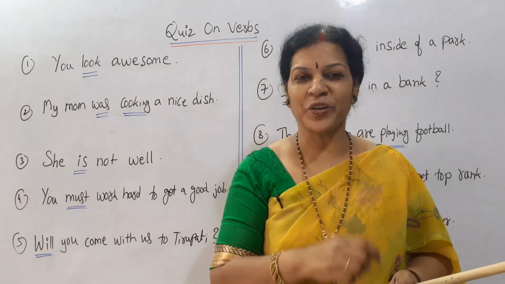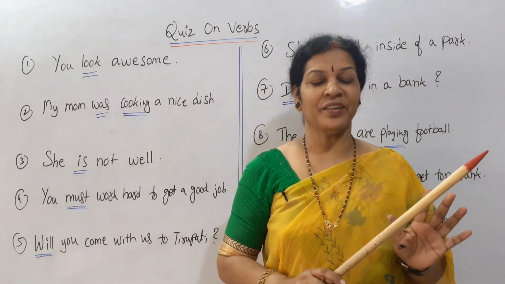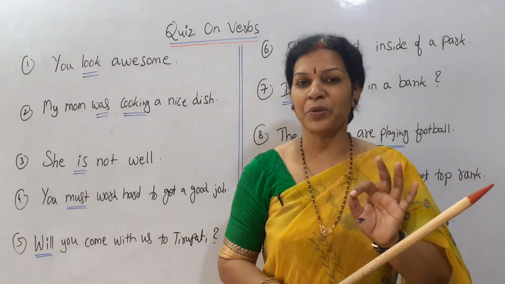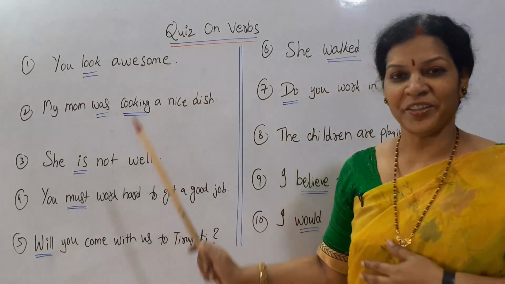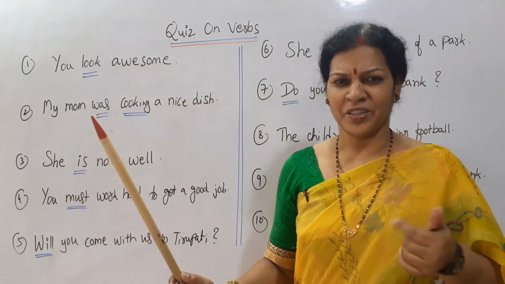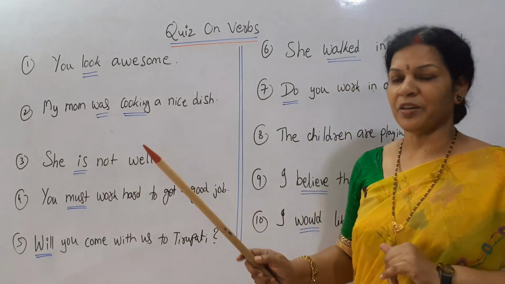Welcome to the quiz program on verbs. Now 10 questions are ready. Out of these 10 questions, you have to identify verbs and what type of verbs. Actually, I have already identified, I have underlined the verbs. You only need to identify what kind of verb it is. Am I clear? I will read out.